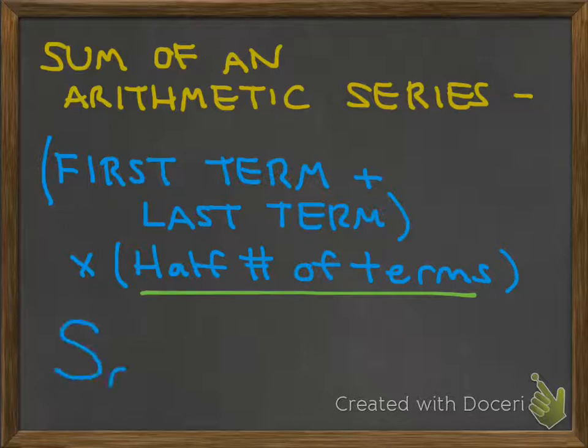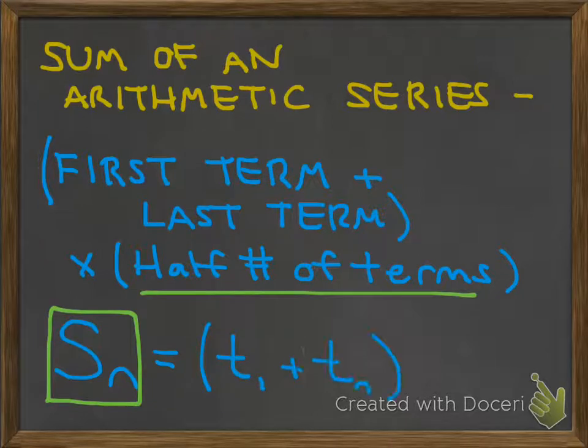Another way to say this symbolically means that if we want the sum of the n terms in a list, so this time we're using the letter S for sum, we take the first term plus the last term, and we multiply it by half the number of terms. So we can do it by using a written description, or we can use a formula, either way. So let's use this to do a couple examples here.